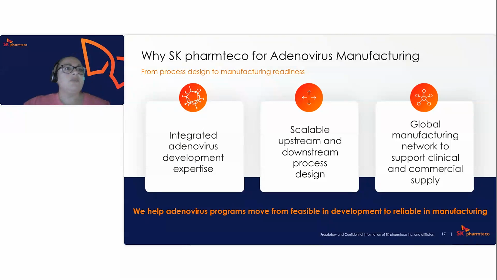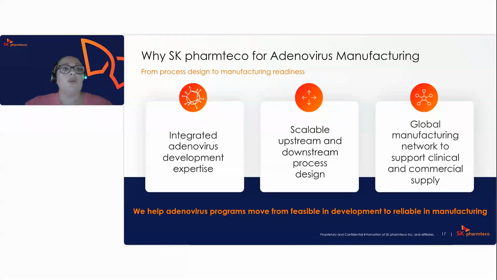So why SK Pharmtechco for adenovirus manufacturing? Here at SK Pharmtechco, we provide a comprehensive solution for adenovirus manufacturing by guiding programs from initial process design through full manufacturing readiness. We offer integrated expertise in adenovirus development alongside scalable upstream and downstream processes, designs that ensure technical success as the volume increases.